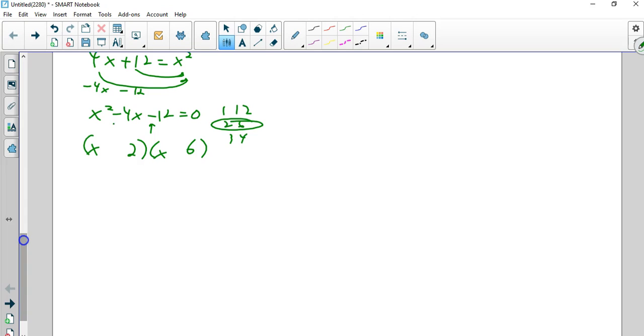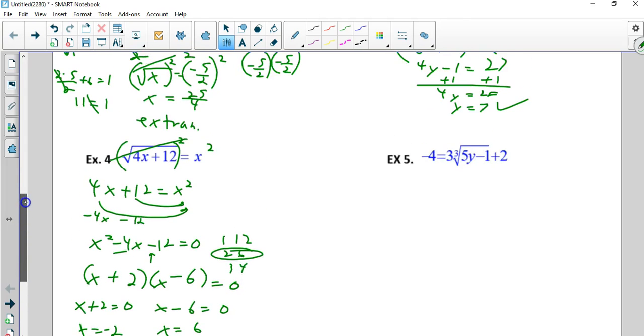Now we want leftover negative, so that means we want this to be negative and this to be positive. That's equal to 0. Now we just go one step further and solve for 0. x equals negative 2, x equals positive 6. And now we go back and check these answers. This is what we're going to write out.